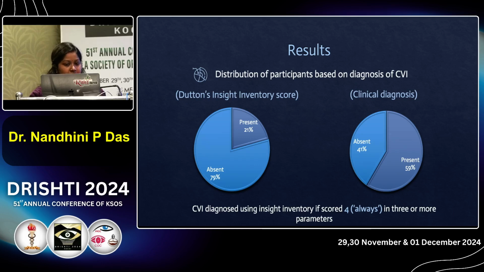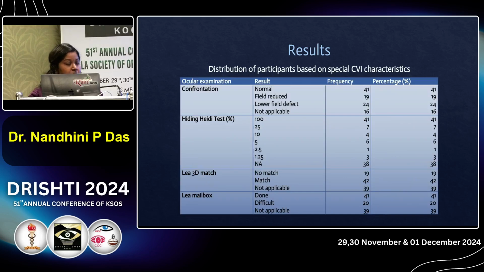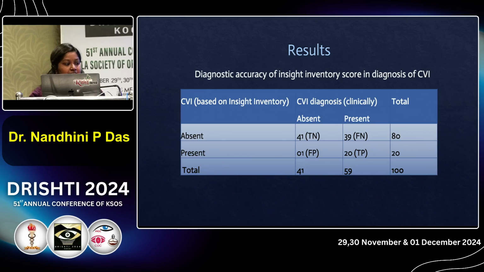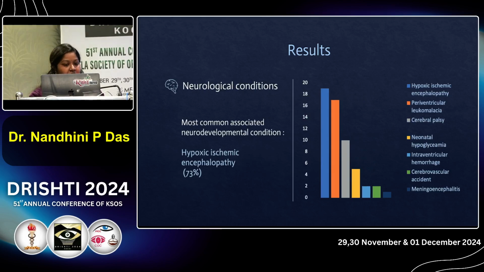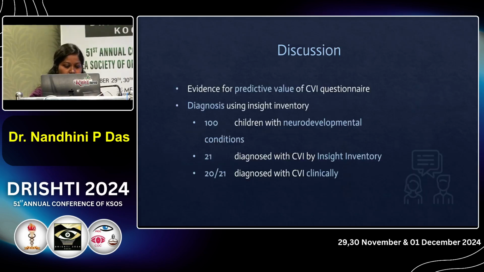Regarding the distribution of participants based on the diagnosis of CVI by the Insight Inventory, if they scored 4, that is always, in 3 or more questions, 21 were diagnosed with CVI, while clinically 59 were diagnosed to have CVI. This is the distribution based upon the special characteristics, and the diagnostic accuracy of the Insight Inventory was calculated using a 2x2 table. The sensitivity was 33.9%, and the overall diagnostic accuracy was 16.4%. The most common neurodevelopmental condition was hypoxic ischemic encephalopathy. So in this study, I present the evidence of the predictive value of the CVI questionnaire.